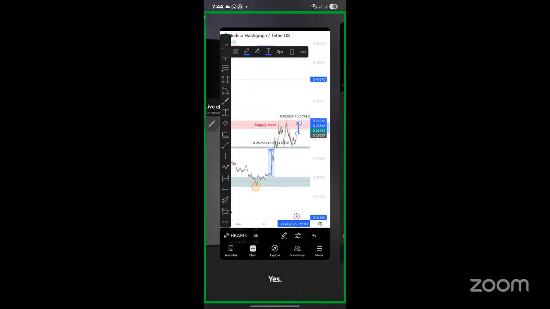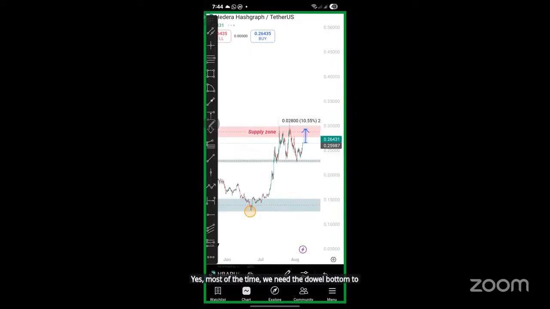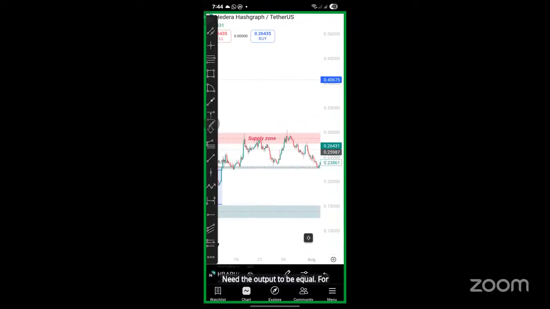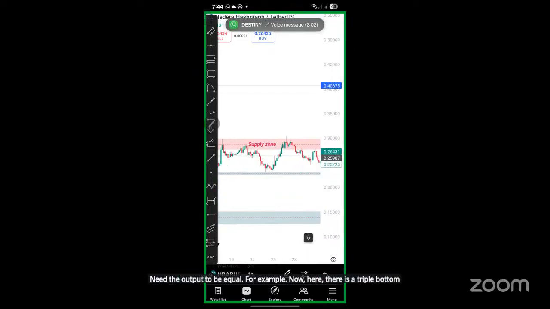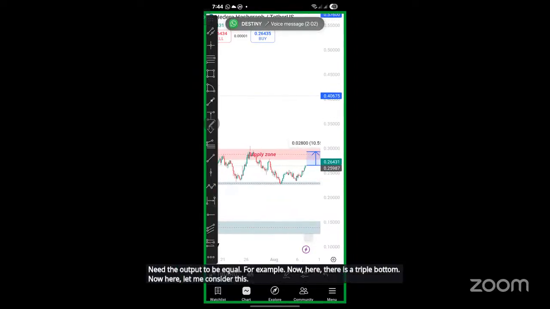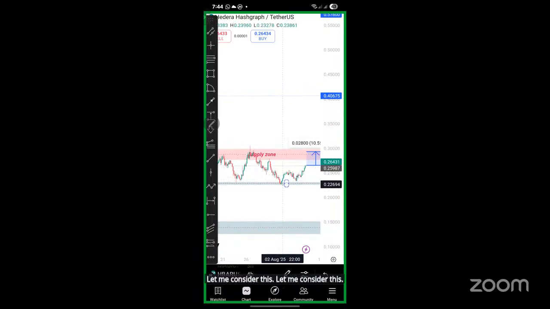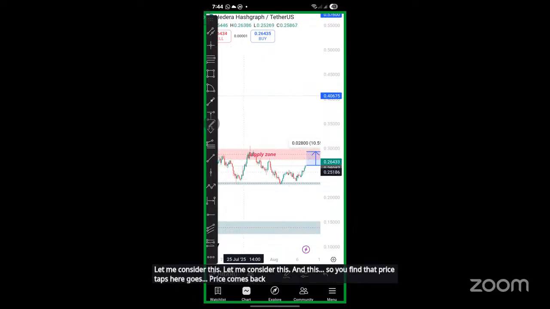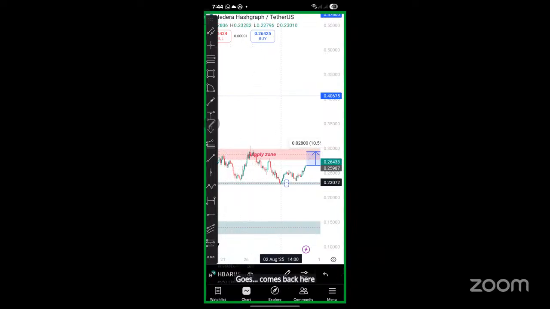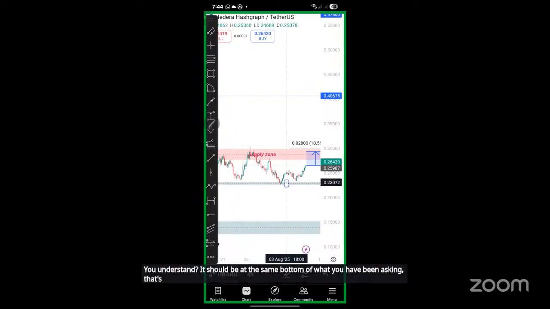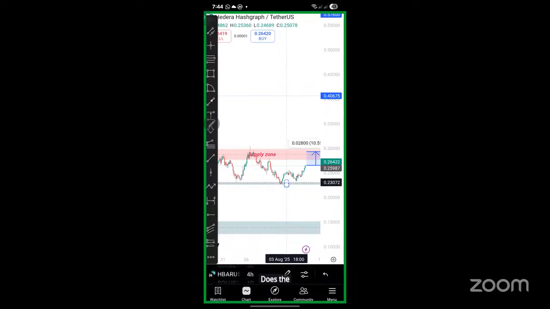Yes, most of the time, we need the double bottom to be equal. For example, here there is a triple bottom. Let me consider this, this and this. Price taps here, comes back, taps this, comes back, taps this area, now it's going back. You can see that price is respecting the same area at the same line. That is a double bottom. It should be at the same bottom, as we have been saying. Then somebody's asking, does the supply and demand zone expire?